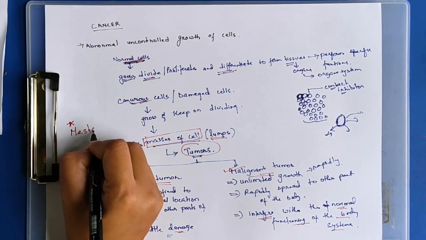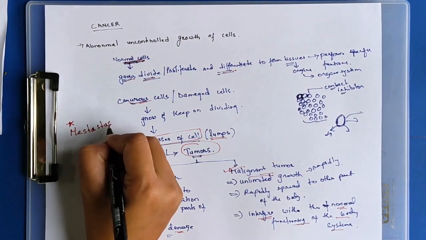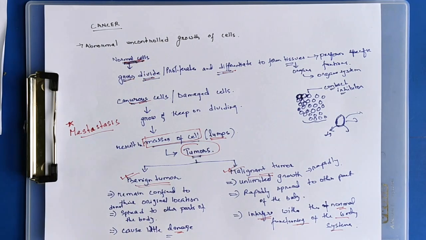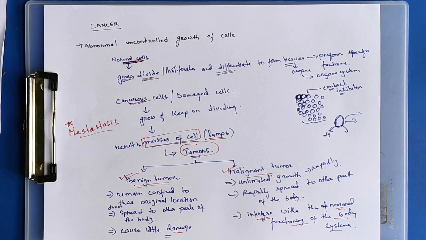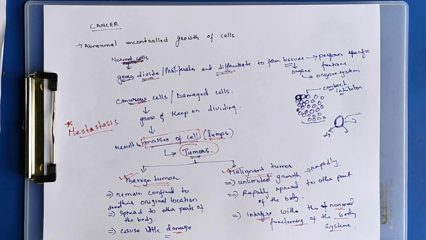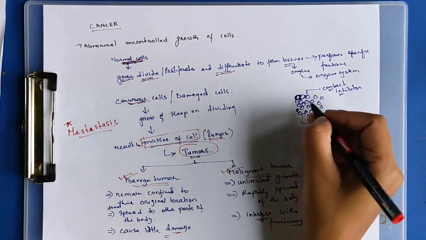Which is metastasis. Metastasis is the process in which malignant tumors spread, grow, and destroy the surrounding normal and healthy tissues. It is termed metastasis. Let's say these are the cells.